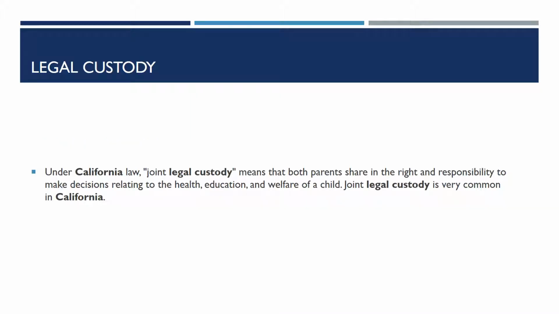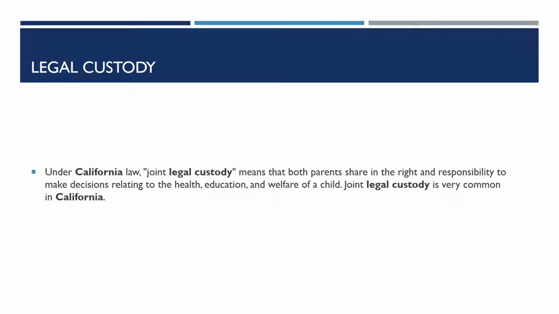So now let's talk about custody. There's two types of custody. There's legal custody and physical custody. We're going to focus on legal custody. Legal custody is the right of each parent to make health, education, and welfare decisions for their child. So no matter how contentious the divorce is, no matter how much you may dislike the other parent, you both have to work together for the benefit of your children.